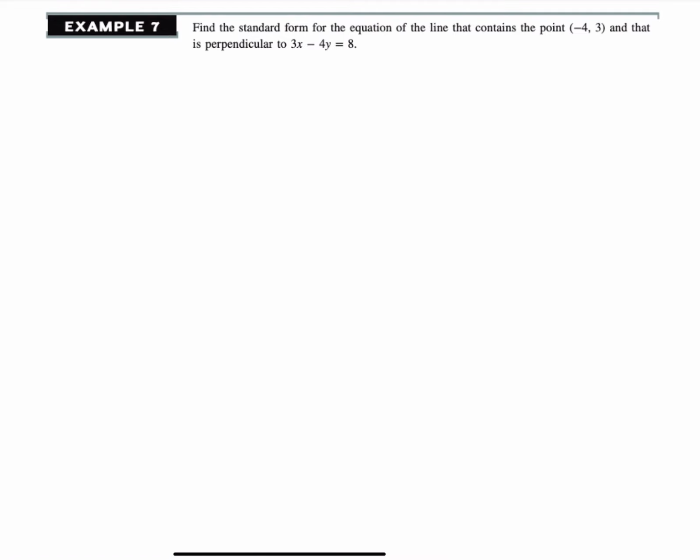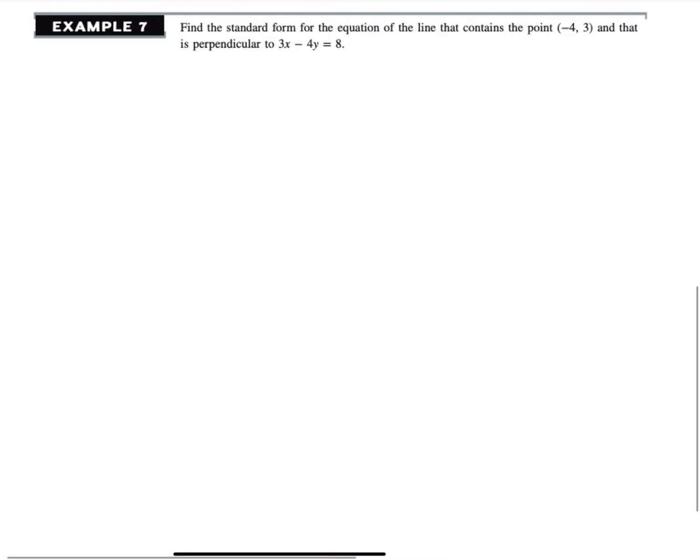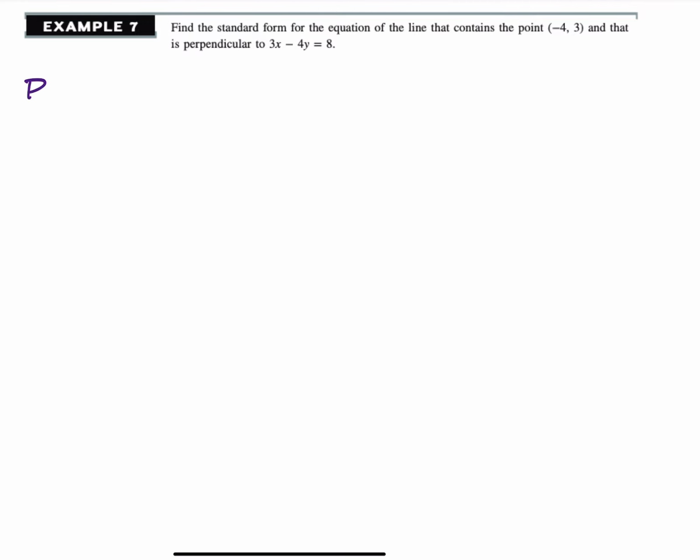So now we're told that we have a point negative 4, 3. And this time we are perpendicular to another line.